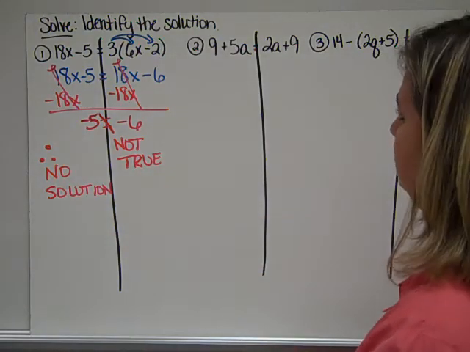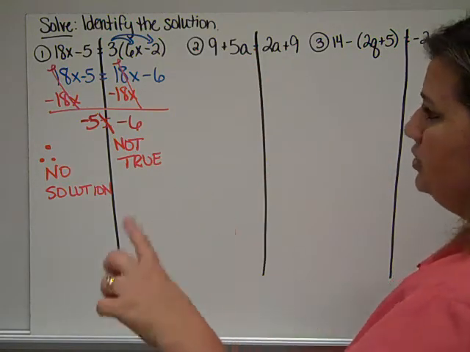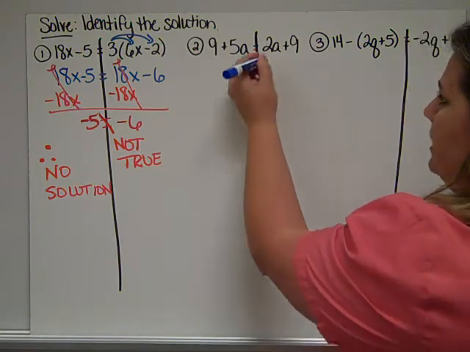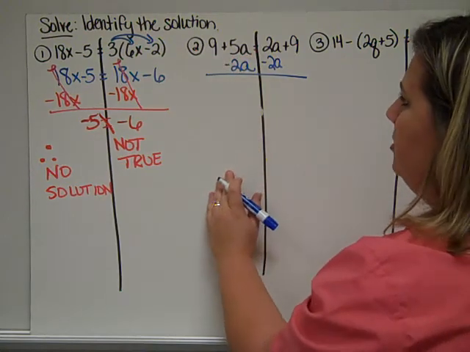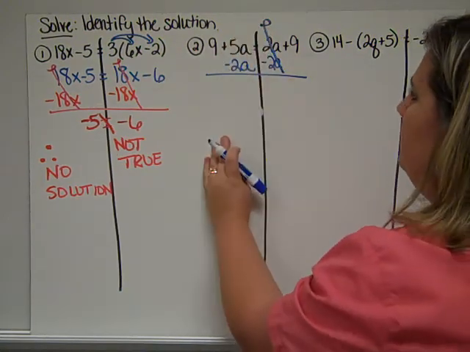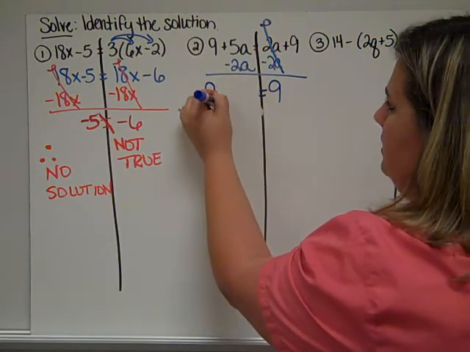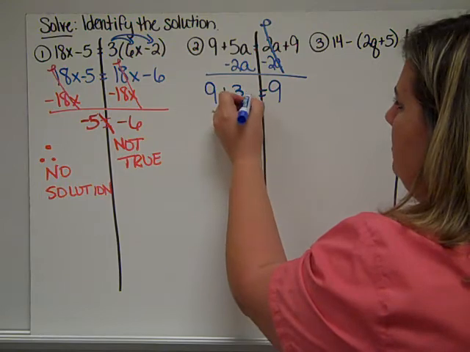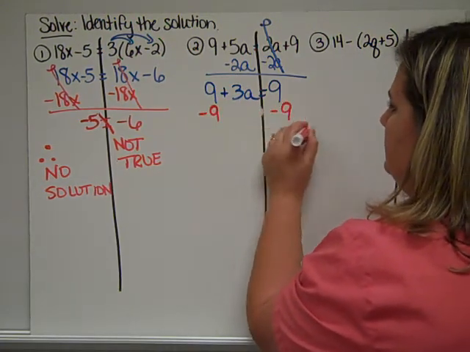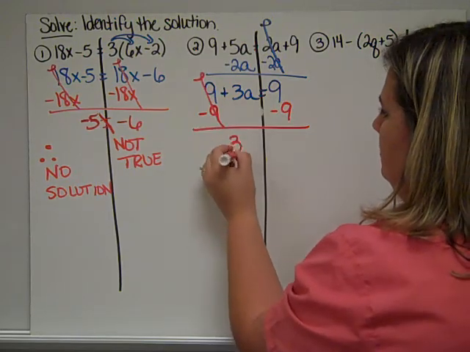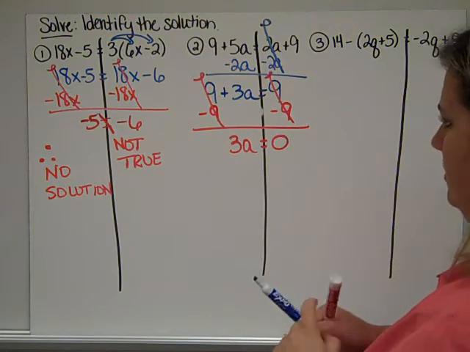All right, example number 2. No parentheses, but I do see where I have variables on both sides, so I need to begin that process of moving them. So I'm going to subtract 2a. Okay, by subtracting 2a, it simplifies the 0 on the right, bring positive 9 down, and then I get a positive 3a. Now I'm going to bring my 9 over. I need to subtract since it's positive. And again, it goes to 0 on the right-hand side.